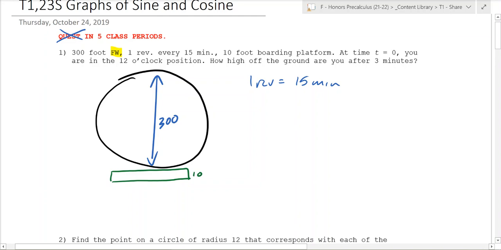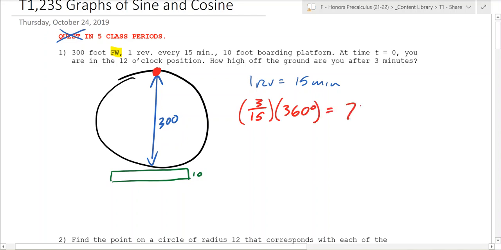At time 0, you're at the 12 o'clock position, which is all the way up there. And how high off the ground will it be after 3 minutes? So how much of a revolution are you going to make in 3 minutes? You're going to make 3 over 15 of one revolution. So how many degrees is that? So that's out of 360 degrees.